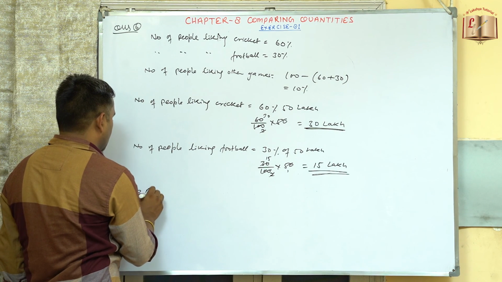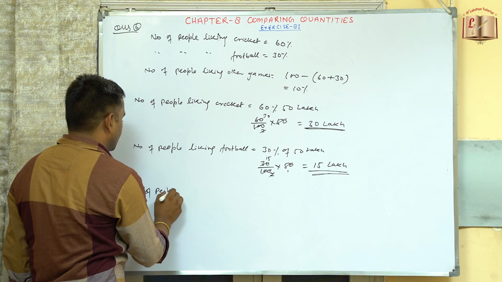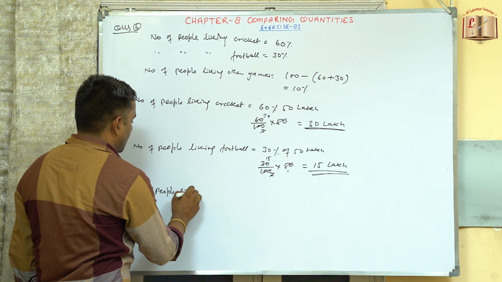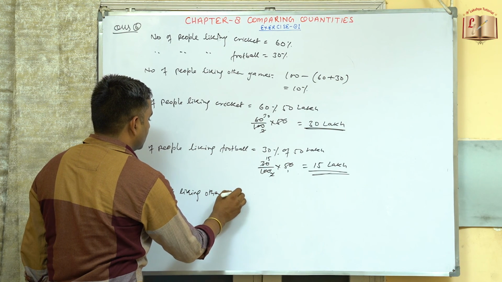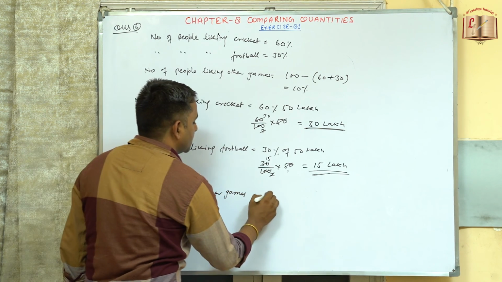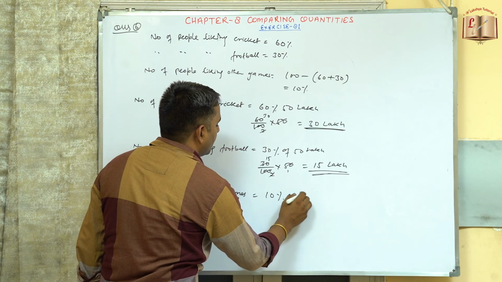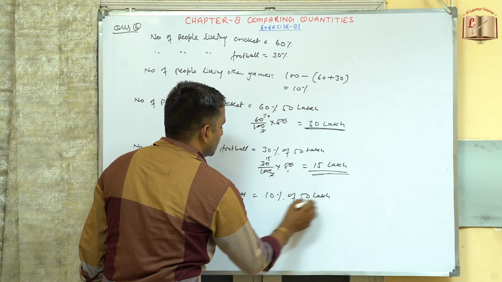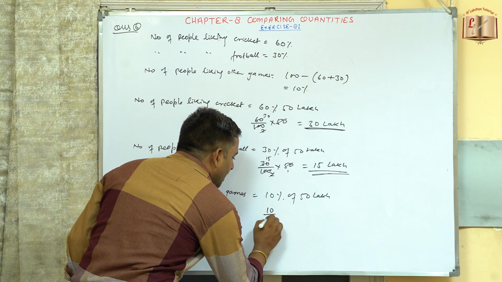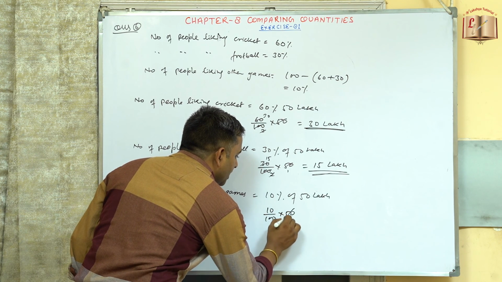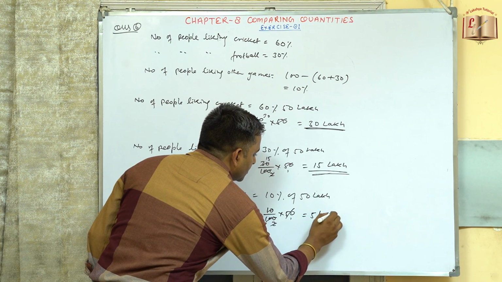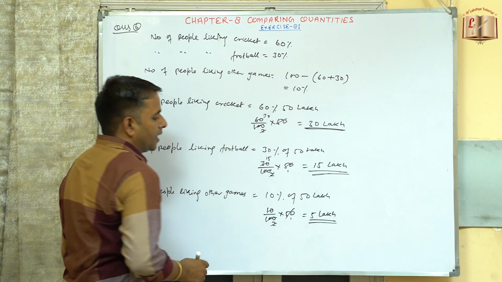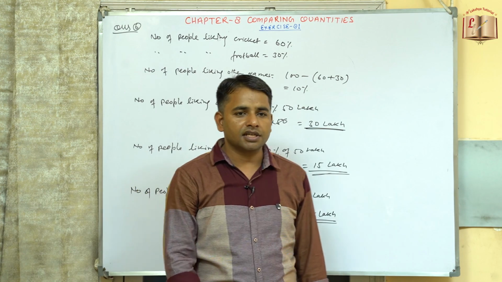And now the number of people liking other games. So this is 10% of 50 lakh. So now this will be 10 by 100 into 50. So this is 1, this is 2 times, this is 5 lakhs. So with this we have finished our exercise 8.1.